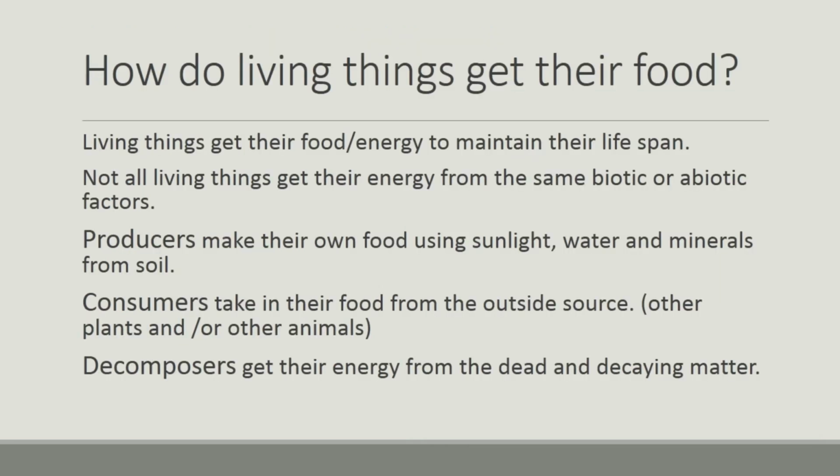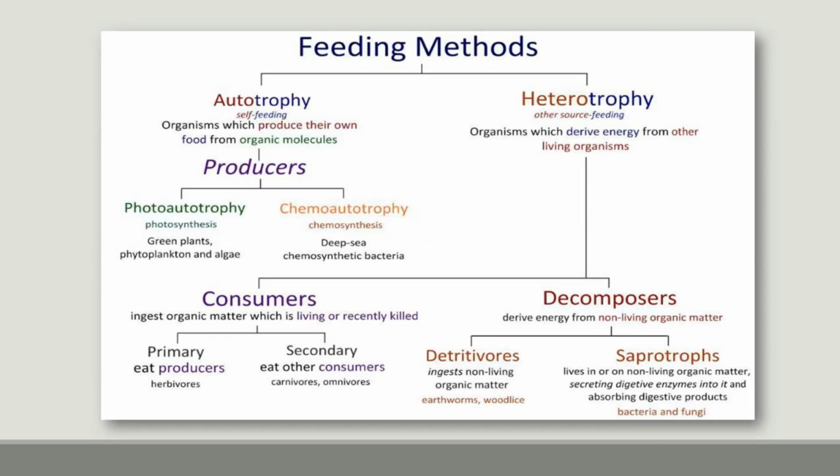Now, how do living things get food? We all know that living things get their food or energy to maintain their lifespan. But not all living things get their energy from the same biotic or abiotic factors. Producers can prepare their own food using sunlight, water, and minerals from the soil. Consumers take their food from an outside source, whether plants or animals. But decomposers get their energy from dead and decaying matter. So based on the feeding methods, living organisms are classified into autotrophs and heterotrophs, or you can say they are self feeding or other source feeding.